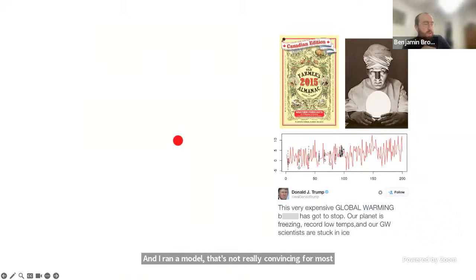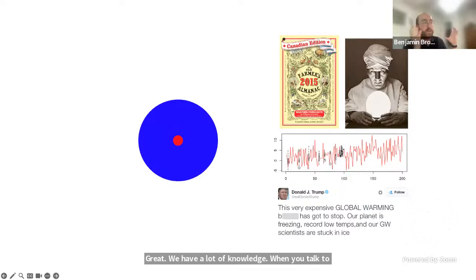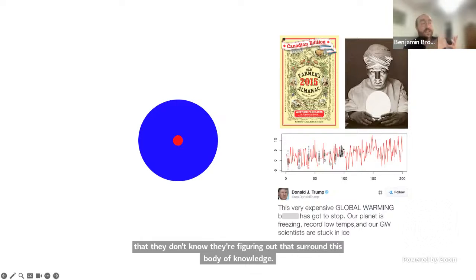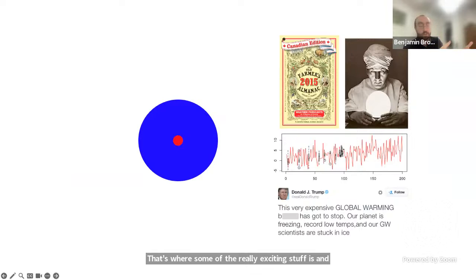And the way to think about this that I really like is, let's just say this red dot is all of the climate knowledge that we've accumulated today up to this point. Great, we have a lot of knowledge. When you talk to climate scientists or go to conferences, they rarely talk about this. They talk about the much more exciting sphere of stuff that they don't know that they're figuring out that surrounds this body of knowledge. That's where some of the really exciting stuff is. And it's all about uncertainty and what you don't know.